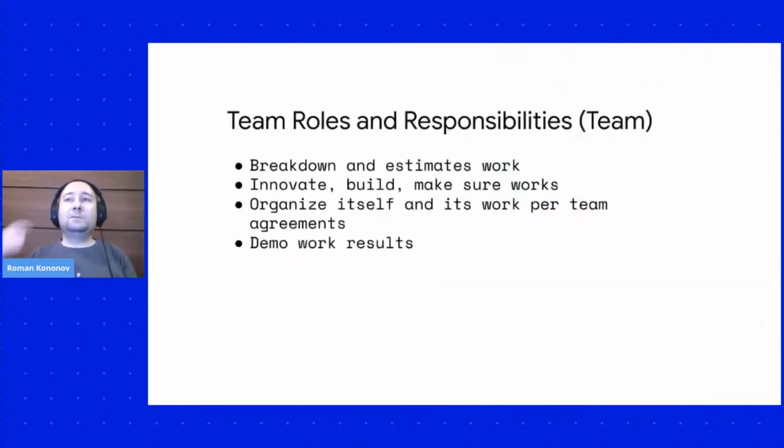Team roles and responsibilities in terms of team. So the same as in Scrum. The team is responsible for breaking down the tasks, estimating the work, innovating, building, making sure it works, organizing itself and its work per team agreements, and demoing the results.